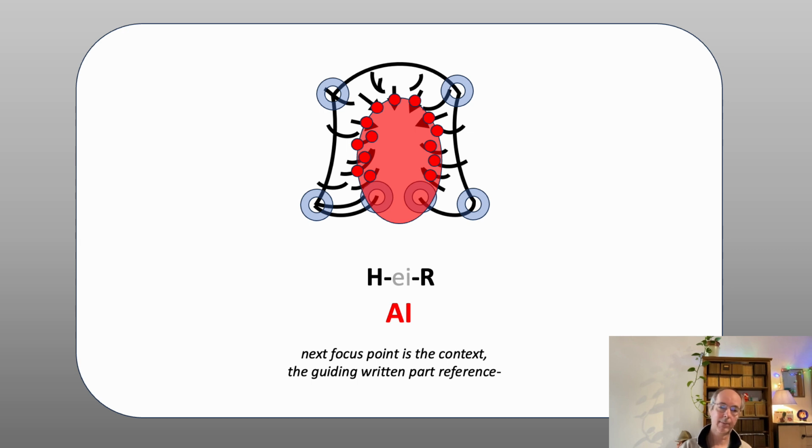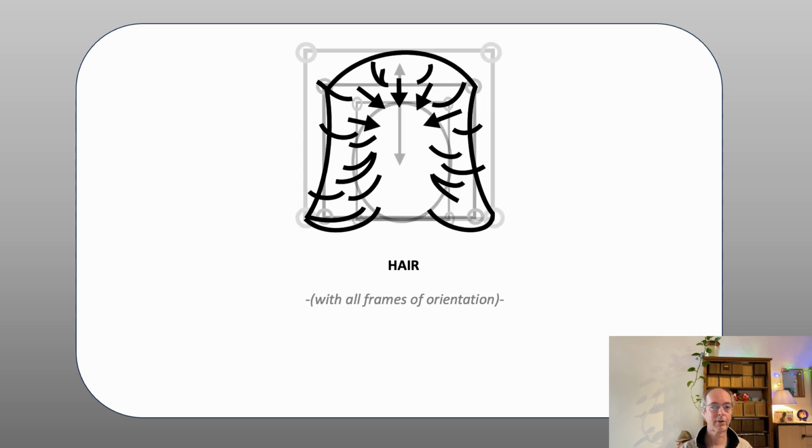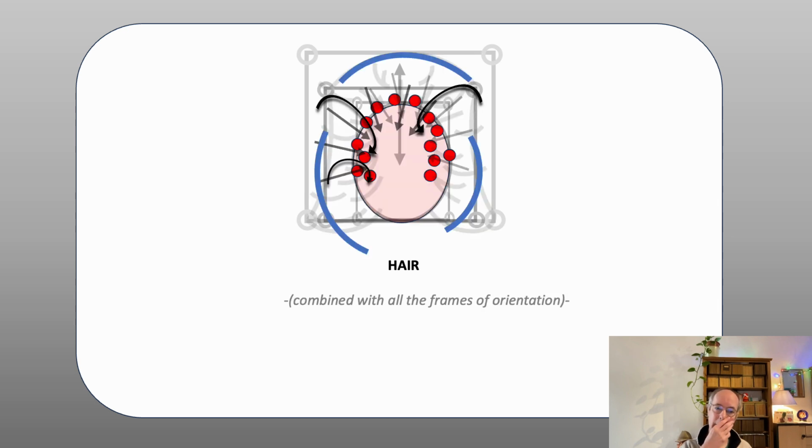That's the hair. So we have, just one more time, I will check it here, that these are the spatial references, the hair itself, and the insertion, which can be coming in and coming out, it's almost the same. It's all about spatial reference points, and the whole frame of orientation is there. We could say, okay, do we really need always this full frame? Do we have to focus on the frame? Not absolutely necessary. It can be very loosely as well.